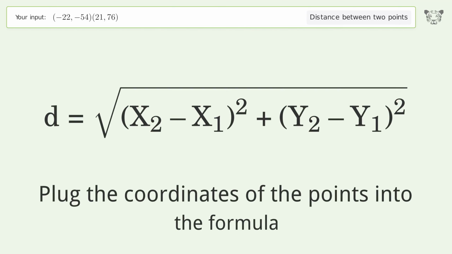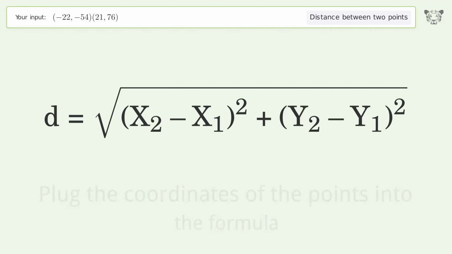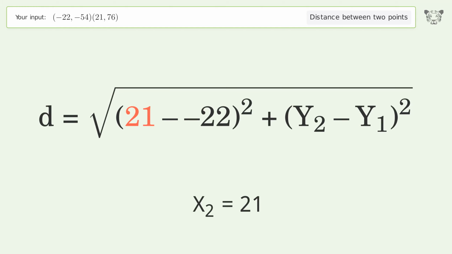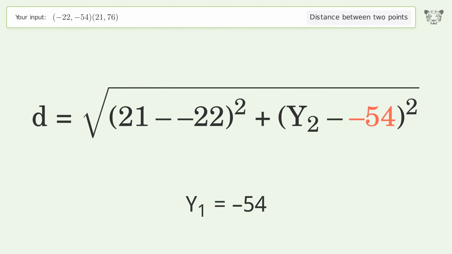Plug the coordinates of the points into the formula. x1 equals -22. x2 equals 21. y1 equals -54. y2 equals 76.